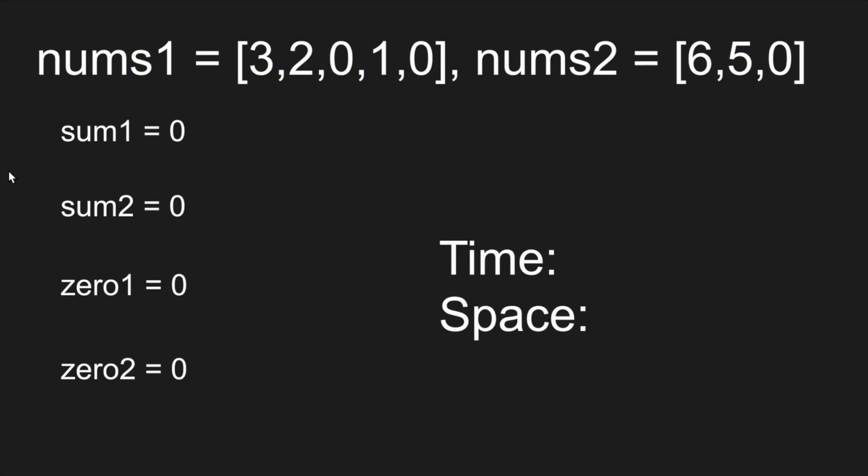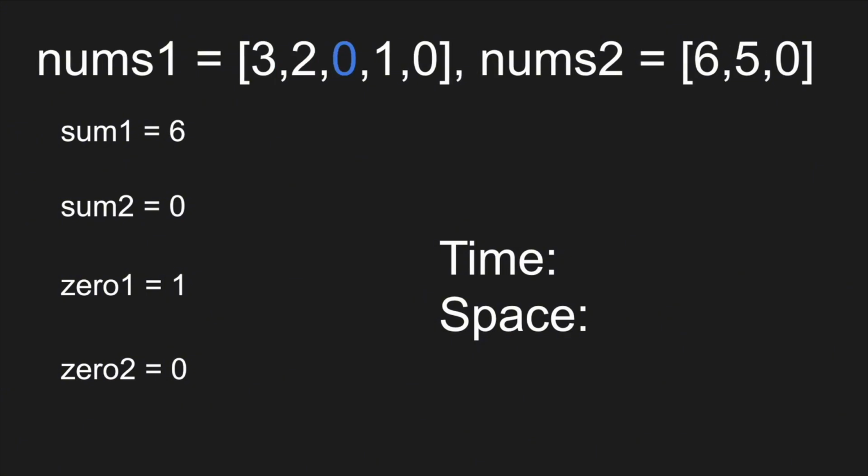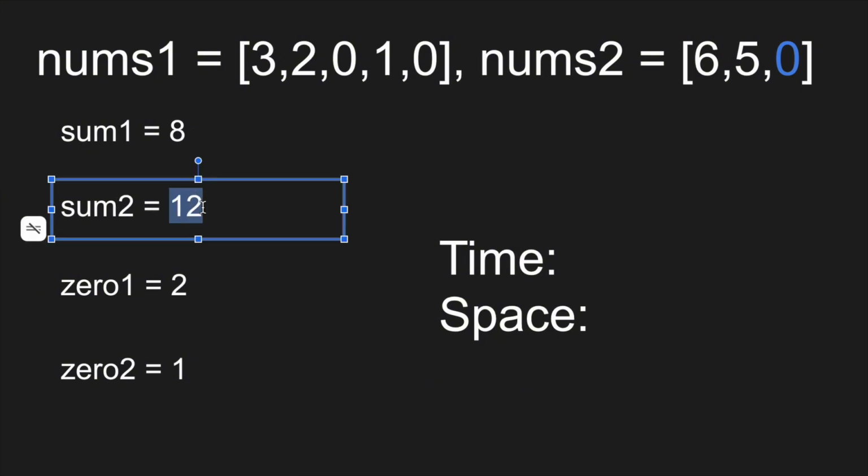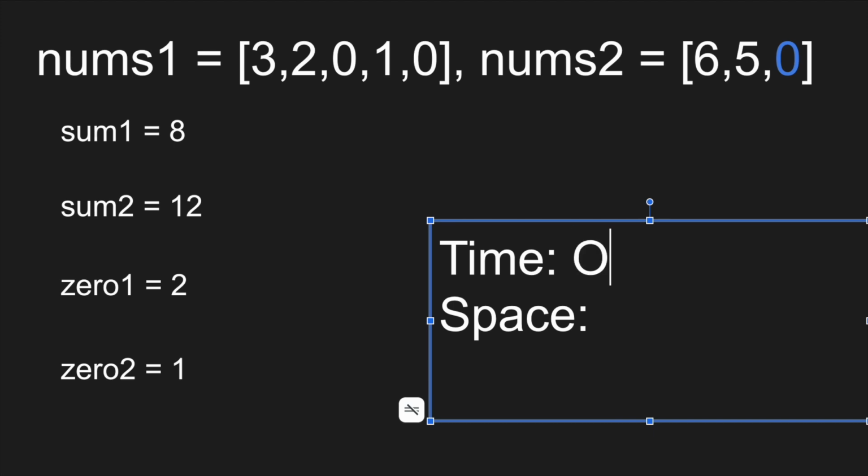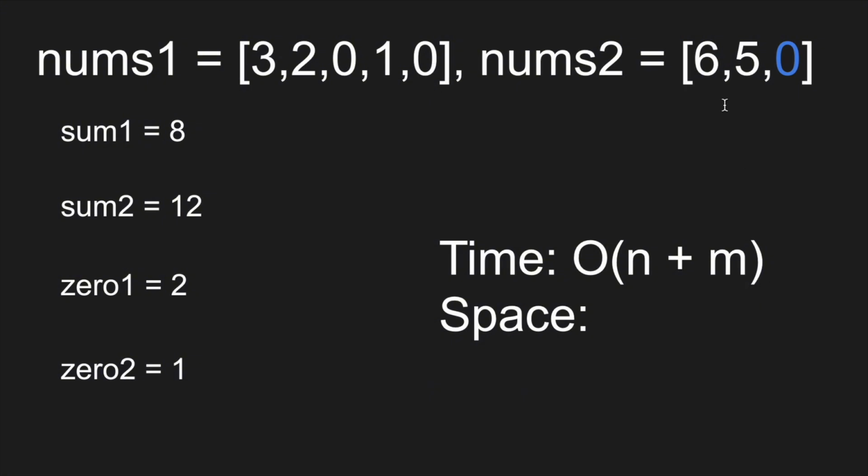First we'll loop through nums1: add 3 to sum1, add 2 to sum1, add 1 to sum1 and 1 to zero1, add 1 to sum1, and add 1 to sum1 and 1 to zero1. Now we will iterate through nums2: add 6 to sum2, add 5 to sum2, and add 1 to sum2 and 1 to zero2. Now we see that zero1 and zero2 are both not equal to 0, so we'll return the maximum of sum2 and sum1, which is 12. So 12 will be our result. The time complexity would be O(n + m), where n is the number of elements in nums1 and m is the number of elements in nums2, because that is what we are iterating through. And the space complexity would be O(1) because we are not using any extra space.